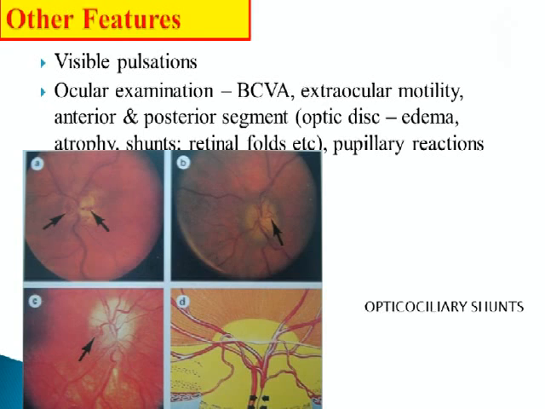Of course, in each patient we have to see the fundus carefully, especially to look for visible pulsation. Along with that, the whole ocular examination: best corrected visual acuity, extraocular motility, anterior and posterior segment. Especially, you have to look for optociliary shunts, to rule out schwannoma versus meningioma.